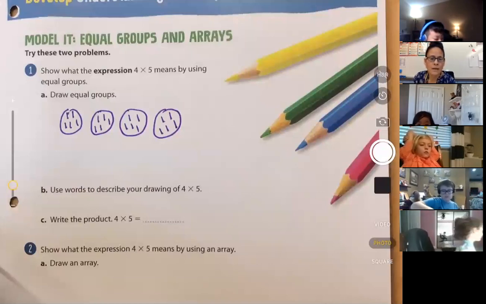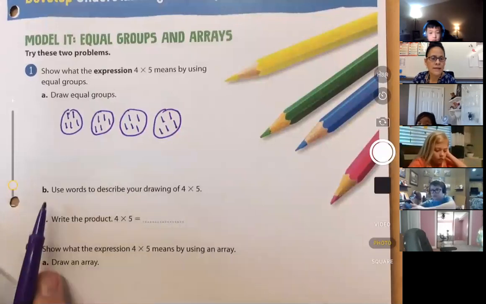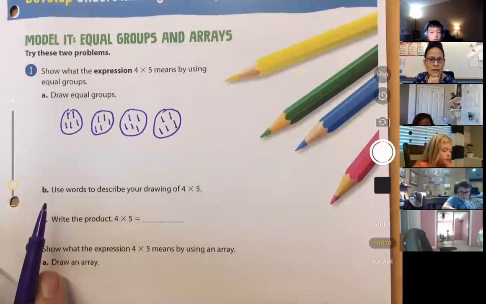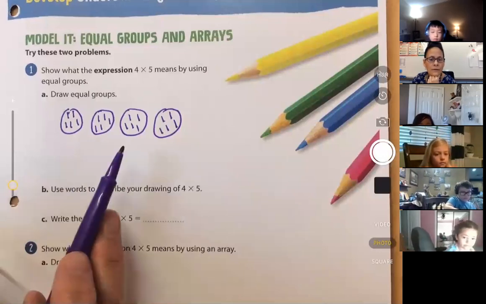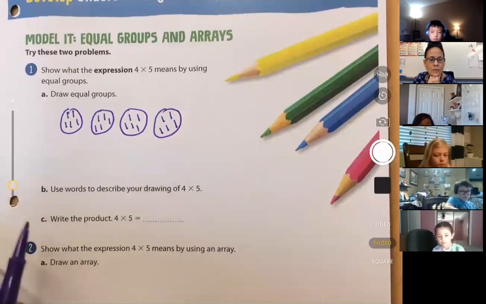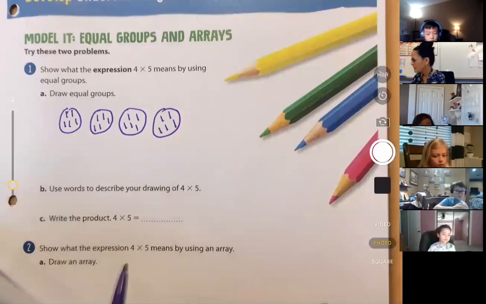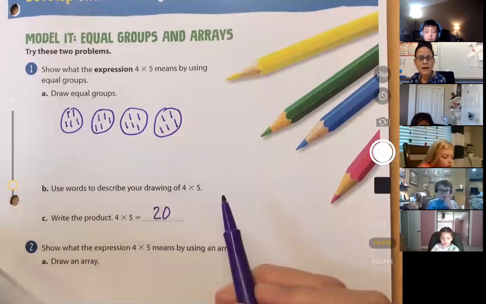All right? So it's saying on question A to draw equal groups. Question B is asking, use words to describe your drawing of 4 times 5. So like we talked about yesterday and earlier this morning, what I just modeled was 4 groups of 5. The product, which is the answer to a multiplication problem, 4 times 5 equals 20.